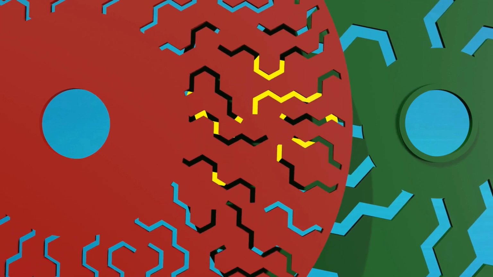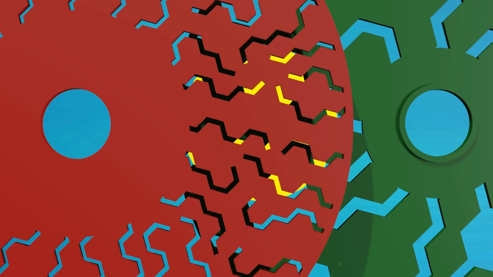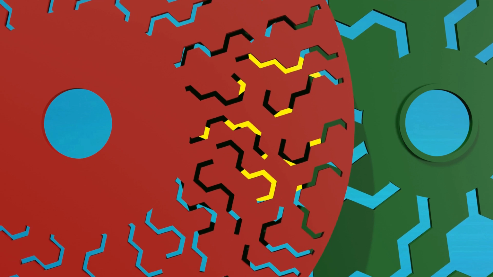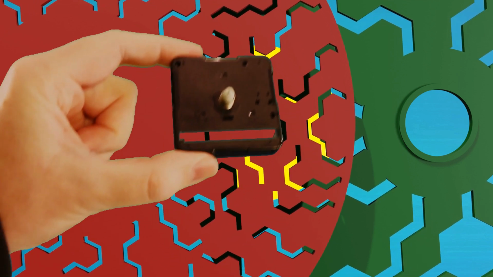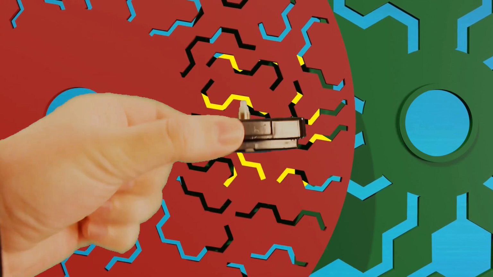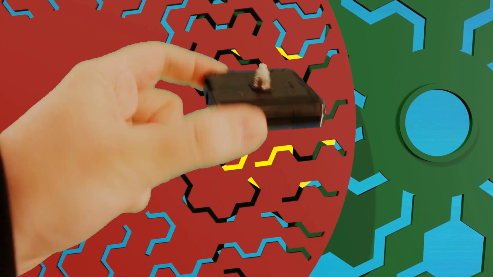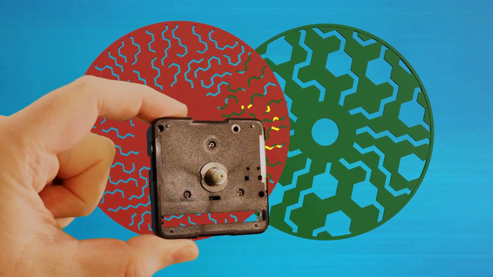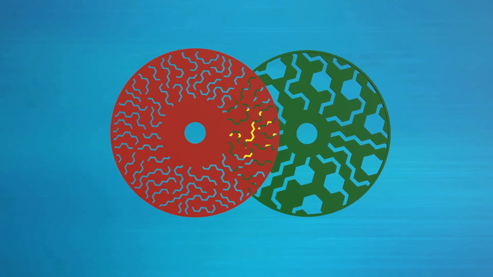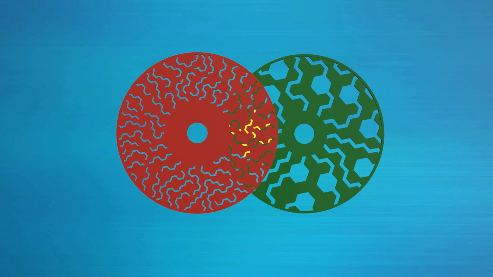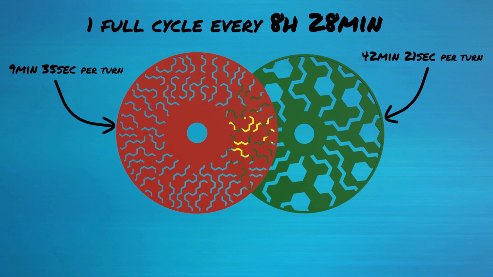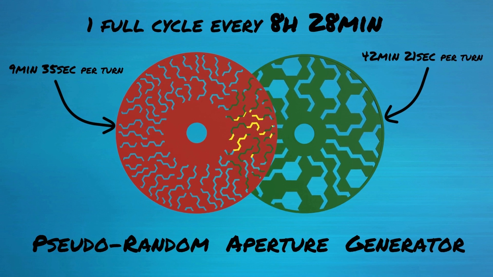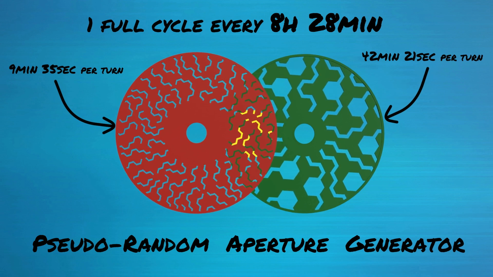So now all we need is a small motor to rotate these two wheels. It doesn't even have to be powerful, so we're going to use a clock movement for this. By really carefully choosing the gear ratios between the wheels, we can make sure that you will not repeat the same pattern for at least a few hours. Here I designed it so that the full cycle takes about 8 hours. So basically we have just designed a pseudo-random aperture generator with an 8 hour periodicity.